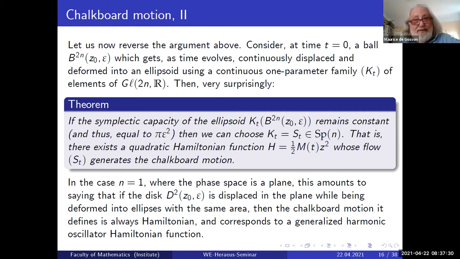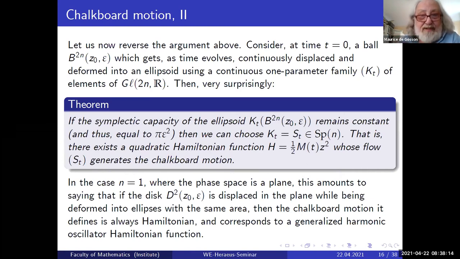So it means that whatever you do with a small ball or an ellipsoid, whatever you do with it on the blackboard or here in the more general phase space, the motion you get is Hamiltonian, provided that in the plane case, the area remains constant, and in the general case, the symplectic capacity remains constant. I'm going to explain in next slides what the symplectic capacity is. That is, there exists a quadratic Hamiltonian. In addition, if you deform the ball here into ellipsoids, the motion will always be associated with a quadratic Hamiltonian function here.